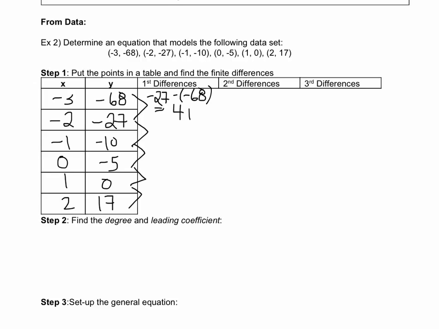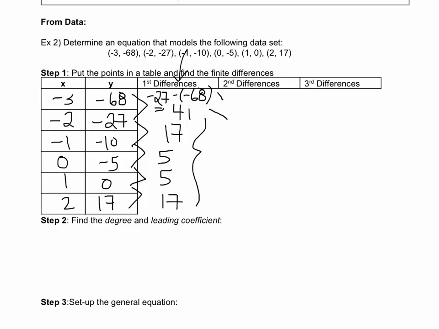The next one would be negative 10 minus negative 27. It's going to give us 17. Then we're going to have 5, 5, and 17. Taking a look at the first differences, they are not constant. We're going to have to now take the second differences.